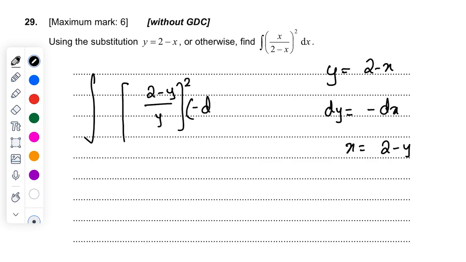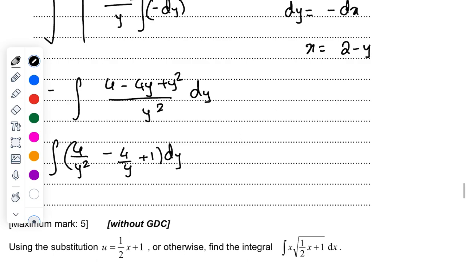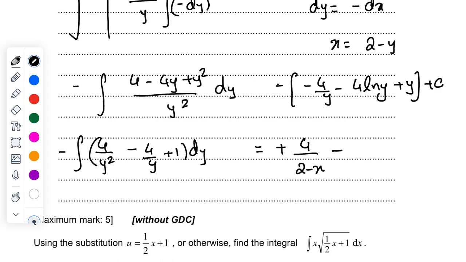dx is nothing but negative dy. So it becomes the integral of negative of 4 minus 4y plus y square upon y square dy. So what does that become now? Minus the integral of 4 upon y square minus 4 upon y plus y square upon y square, which is 1, dy. Minus the integral of 4 upon y square is negative 4 upon y. Minus 4 upon y integrates to 4 ln y, and 1 integrates to y, plus c. Plugging back y as 2 minus x, it becomes plus 4 upon 2 minus x, then plus 4 ln of 2 minus x minus y plus c. That's going to be the answer.